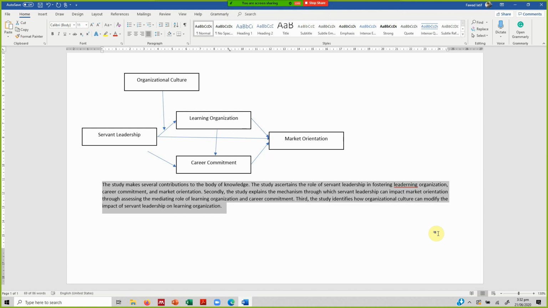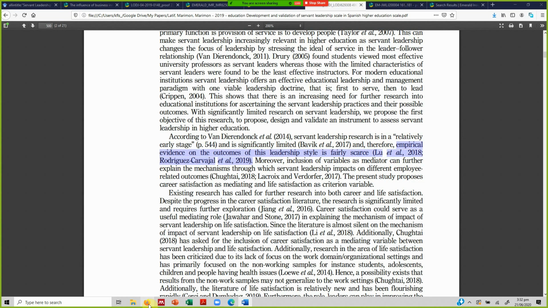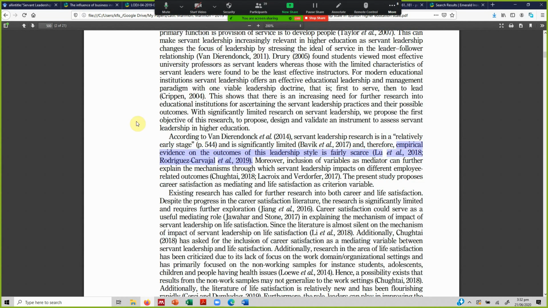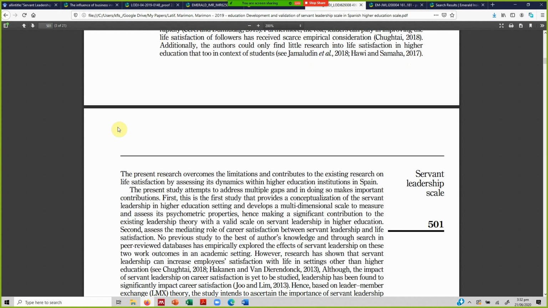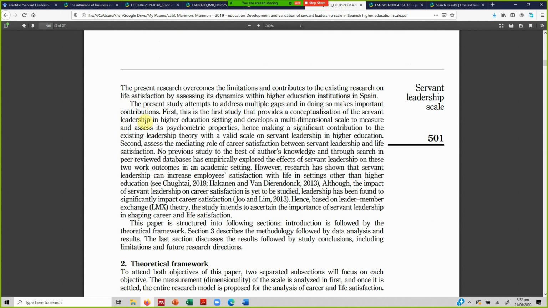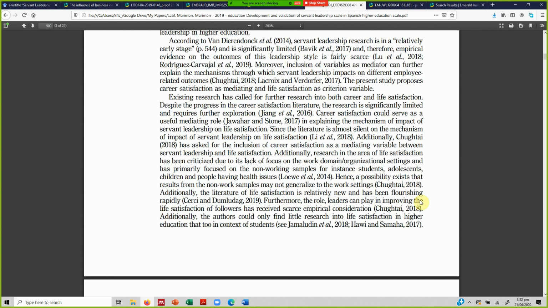Without the limitations and identification of gaps in existing research, like they have done in these papers, obviously your contribution won't make sense. Like in this case, there are hardly any references except for one or two. But this makes sense. The reason being that previously there are arguments supported by existing research, supported by literature, that yes, there is very limited research. So this is how you write the contribution of your study.